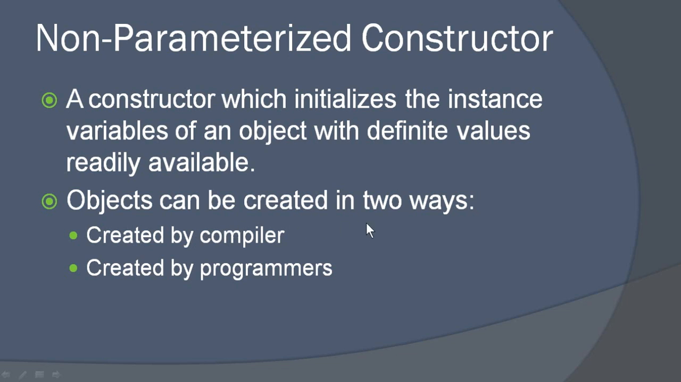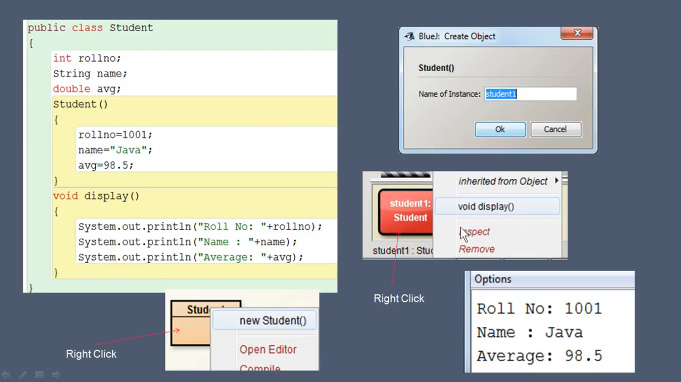Now objects can be created in 2 ways. One is created by the compiler by itself. If you don't create an object, the compiler automatically creates it. The second type is where you, the user, create the object. So you are going to see them one by one. First is the first program. You are not going to use the main method. The same program we use.